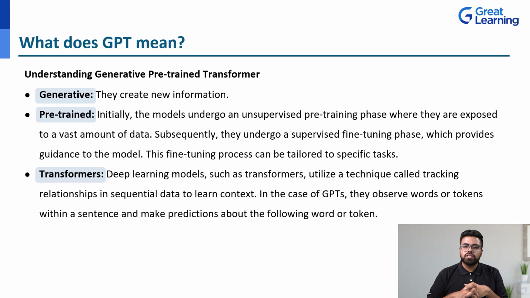Then transformer. Now deep learning models such as transformers utilize a technique called tracking relationships in sequential data to learn the context of how it is done. Now in the case of GPTs, they observe words or tokens within a sentence and make predictions about the following word. Now ChatGPT does not understand like how we count words. So it counts words in the form of tokens, right? So it has a set format, set conversion. Like for example, $1 is 82 rupees, right? Similarly, one word is equivalent to X amount of tokens, right? This is how GPT understands in a token way, right?